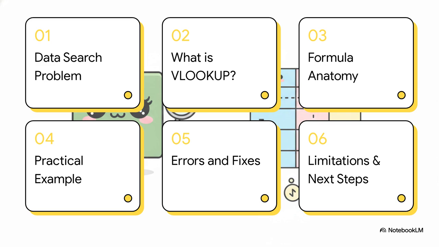Here's our roadmap for the explainer today. 1. The data search problem. 2. What is VLOOKUP? 3. Anatomy of the formula. 4. A practical example. 5. Common errors and fixes. And 6. Limitations and next steps.